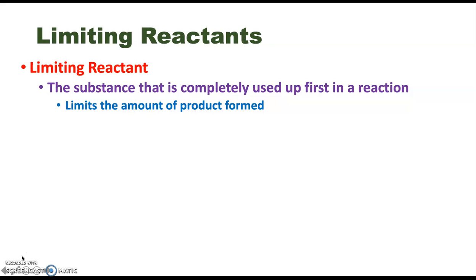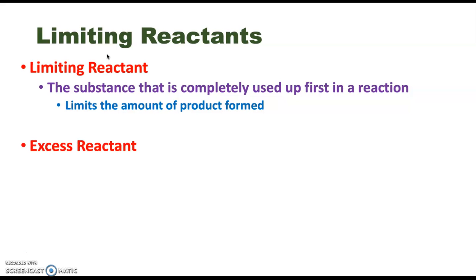What typically happens is one of them runs out first, and then when that one runs out, the reaction stops, and then there's a little bit of the other one left over. Now the one that runs out first is called the limiting reactant. That's the substance that is completely used up first in a reaction, and it limits the amount of product formed. So when one of the two reactants runs out, the reaction's done. The reaction can't run unless both reactants are present.